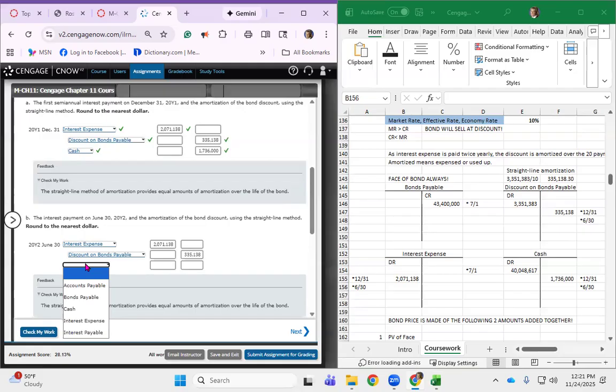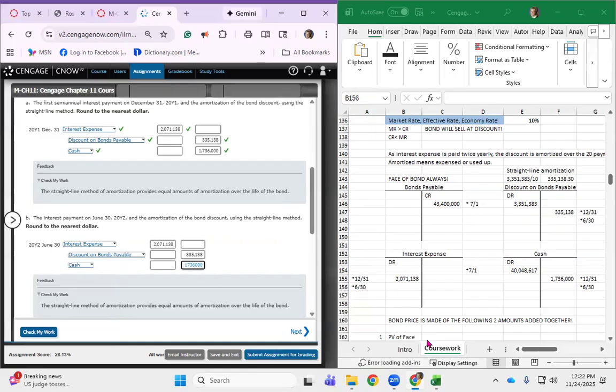And so now we're gonna put in the cash going down. Put in the amortization of the discount for the second time and the interest expense again. Okay, so like I said, if you'll kind of learn to put that information in, that will help.